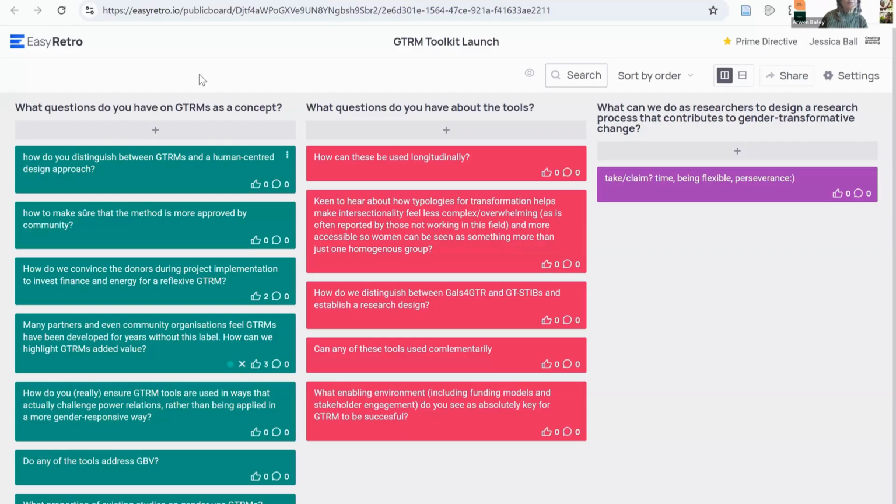Let's start. We have one that has like 3 thumbs up. Maybe that's a good place to start, which is: many partners and even community organizations feel GTRMs have been developed for years without this label. How can we highlight GTRMs' added value? So that has 3 upvotes. Great question. So shall I send that to you, Julie, as a first stop?